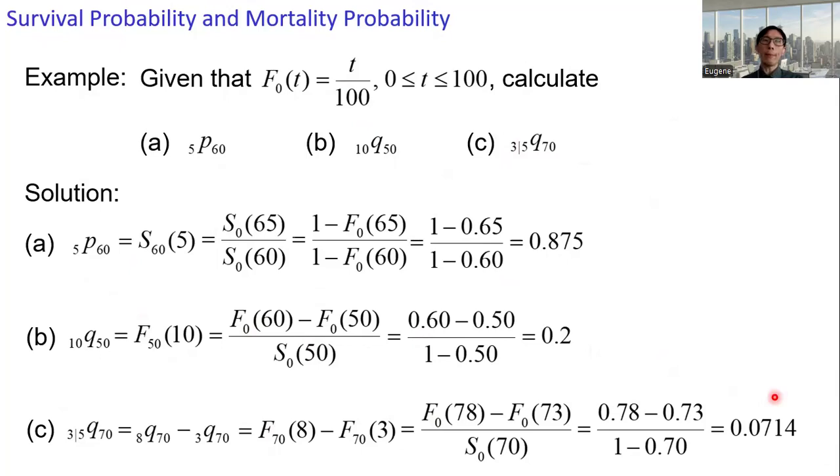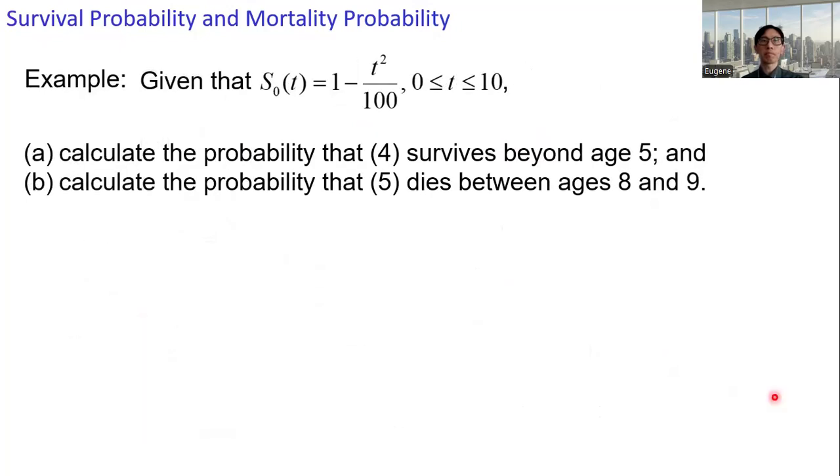All right, the next example. Given the survival function of a newborn, S0 of t, which is 1 minus t squared over 100, we would like to calculate the probability that a person at age 4 survives beyond age 5. And then part B, the probability that a person at age 5 dies between ages 8 and 9.